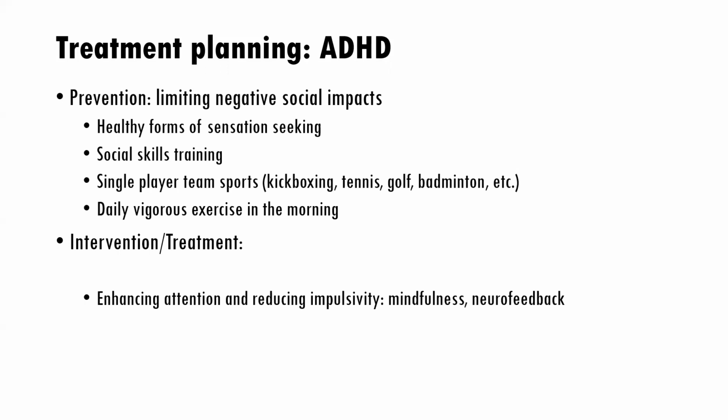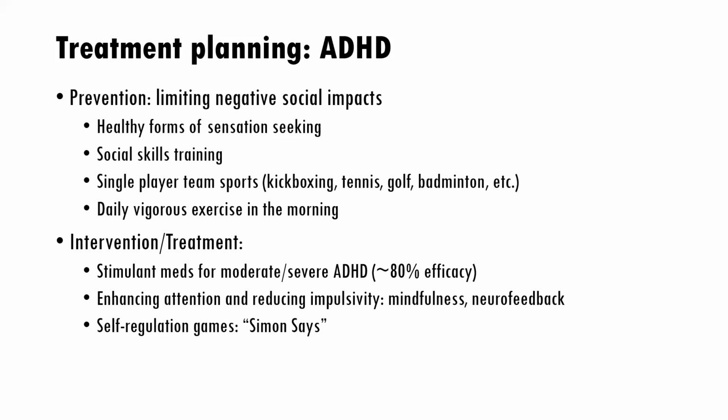In terms of intervention and treatment, this looks like it's going to be kind of mixed up here, but enhancing attention and reducing impulsivity through mindfulness and neurofeedback can be helpful. Note that stimulant medication is useful for moderate to severe ADHD, especially. It has a very high efficacy rate, about 80% efficacy. I'll also mention that it works a lot faster than mindfulness and neurofeedback does. And neurofeedback is FDA approved for ADHD, but it takes 30 to 40 sessions. It can take a while to take effect.